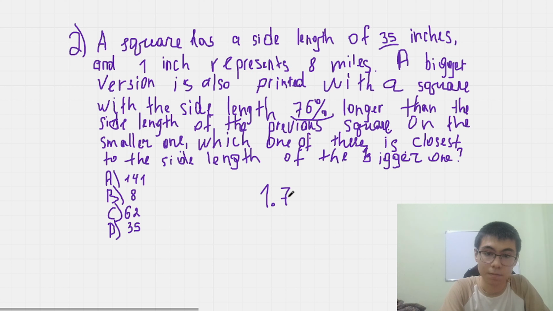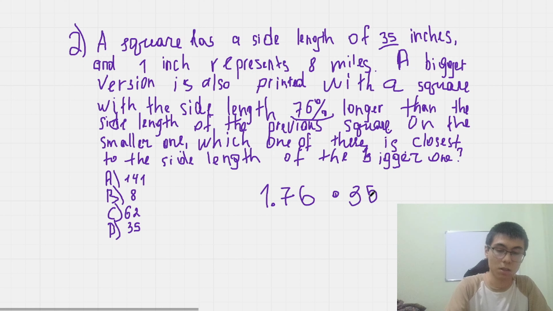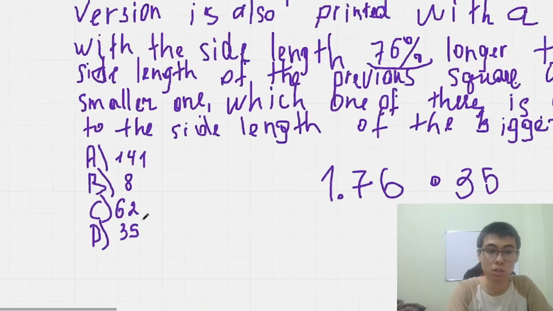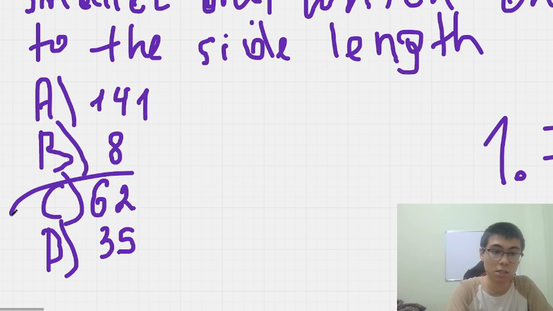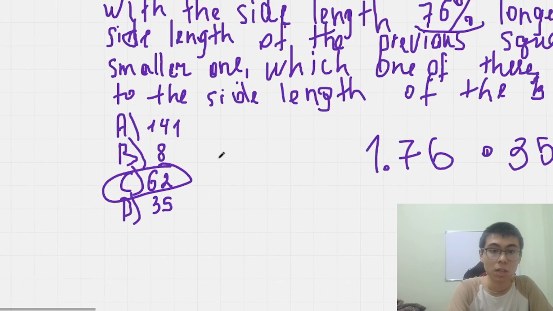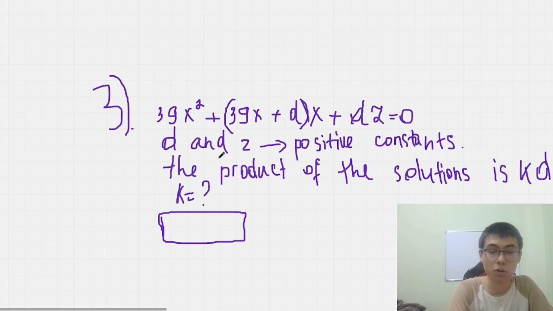So because the side length is 76% longer, you could write 1.76 multiplied by 35. So we get 61.6, which is closest to 62 here. So C is the correct answer choice. So let's move on to question number 3.